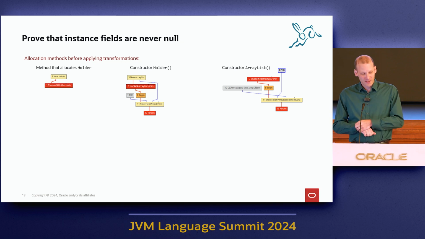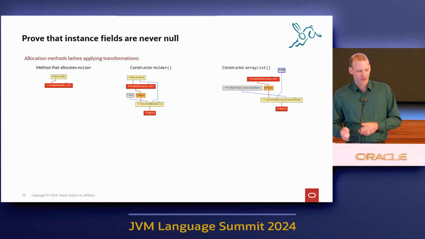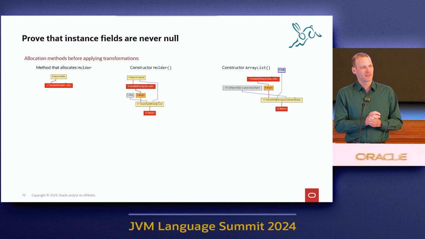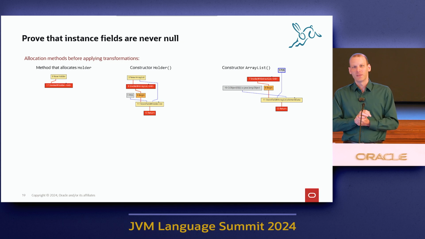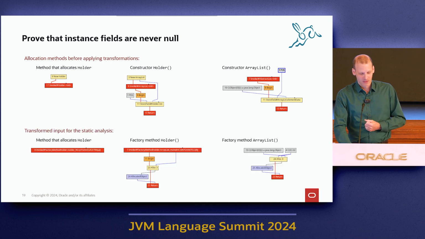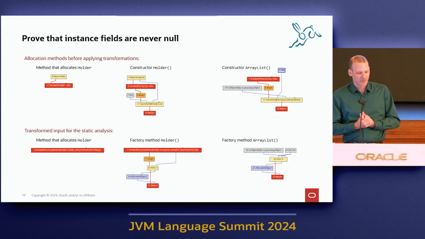But what we can do now is outlining of factory methods. It's a pretty simple transformation. We take an allocation and the constructor invocation and put these two things together into a separate factory method. So we increase the number of methods that we have. Then we do method inlining, so we inline the whole constructors into the factory methods. And then we run escape analysis. Actually, we run the partial escape analysis of the Graal compiler.